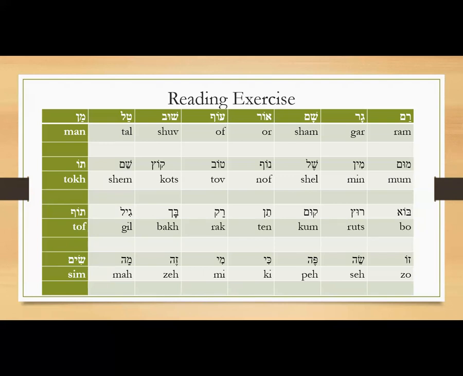Off. Off is a background. Ayin, vav, resh is or, which is a light. I'm just going to say them quickly. Don't worry to write them down. Right? There is a shin, a, sham. That's there.